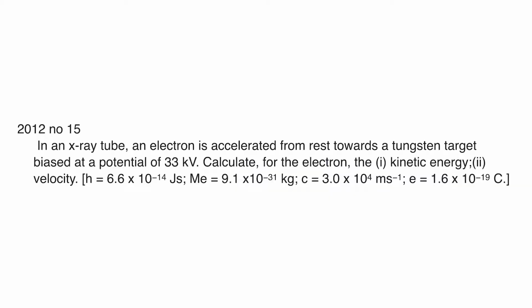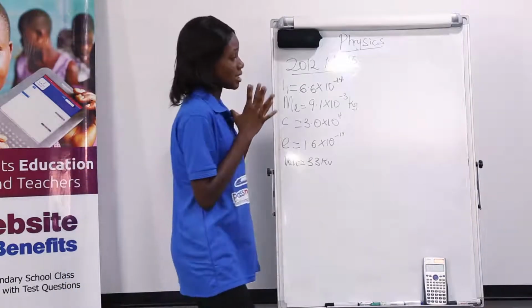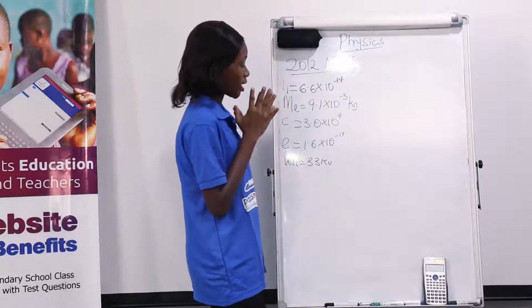In an X-ray tube, an electron is accelerated from rest towards a tungsten target biased at a potential of 33 kilovolts. Calculate for the electron the kinetic energy and the velocity, given that our h, which is the height, is 6.6 times 10 raised to the power minus 14.